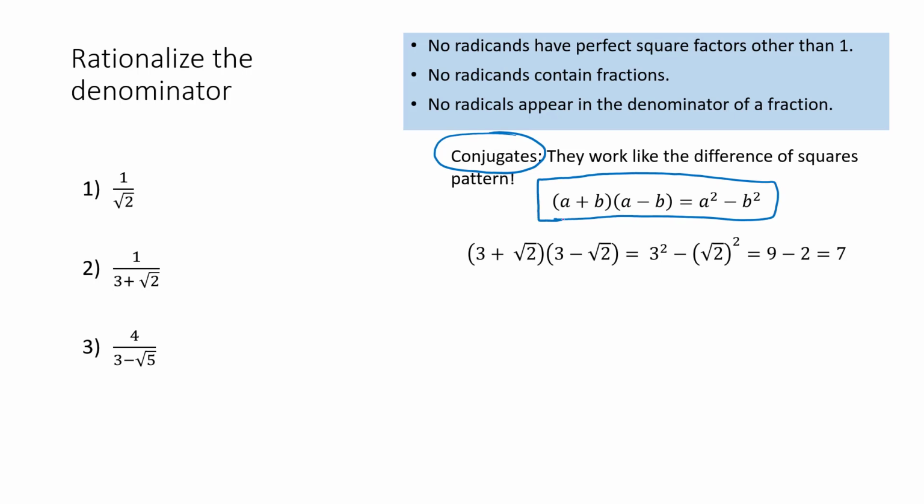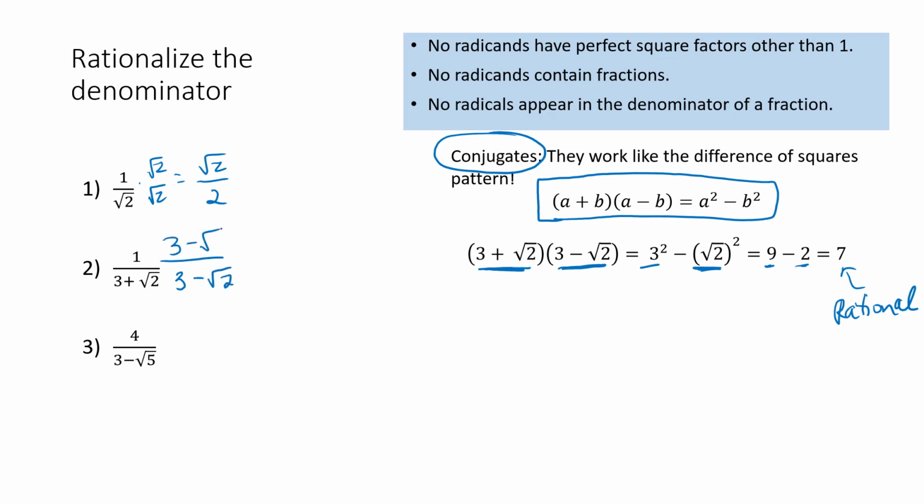Now, we've got this nifty conjugate thing. If we do 3 plus root 2 times 3 minus root 2, and notice that's just like the first part of the difference of squares pattern, then we're going to get 3 squared minus root 2 squared. Well, 3 squared is 9, and root 2 squared is 2. So now I've got something here, and that's rational. That's why this is called rationalizing the denominator, because you end up with a rational number, not an irrational number. Here we're going to multiply by this fancy conjugate, 3 minus root 2.